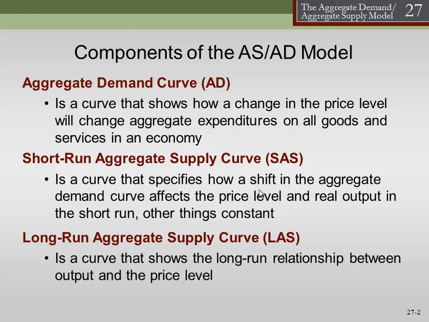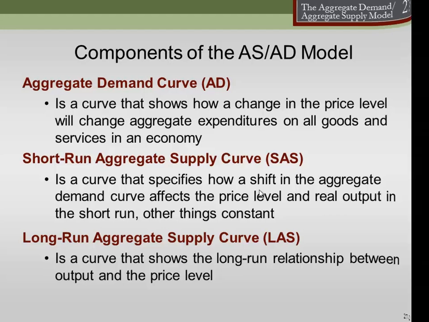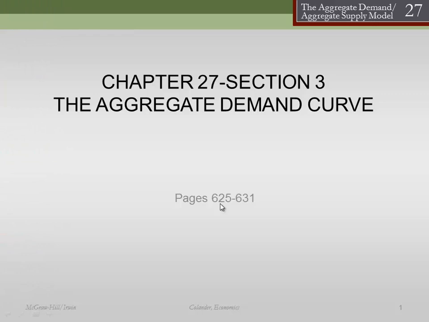And then long-run aggregate supply is the curve that shows the long-run relationship between output and price level, which there's actually not a lot of relationship between, at least at the level that we'll talk about. But essentially what long-run aggregate supply tells us is what our potential is, so what potential output is. Okay, we're going to continue this video with section 3.